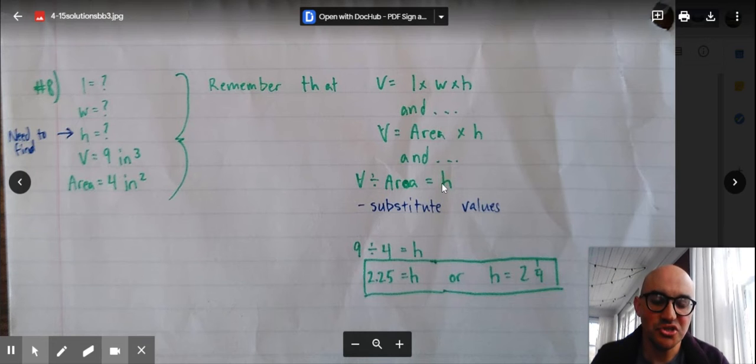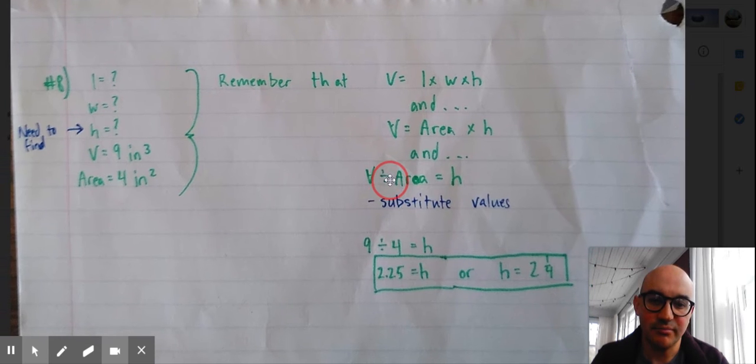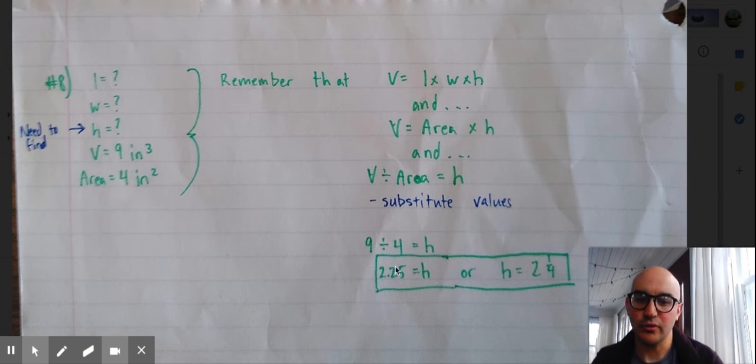So now I want h by itself, and I just did an inverse operation here. So area right now is multiplied by h. Here I divide volume by area to find out what h equals. And then I just substitute my values, so volume equals 9, area equals 4, and height equals 2 1/4.